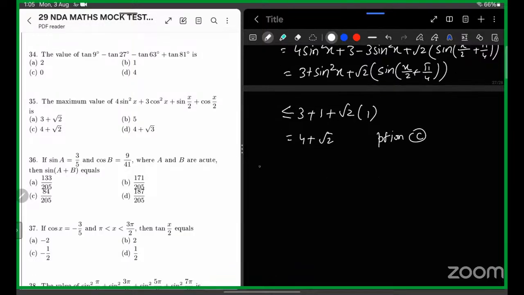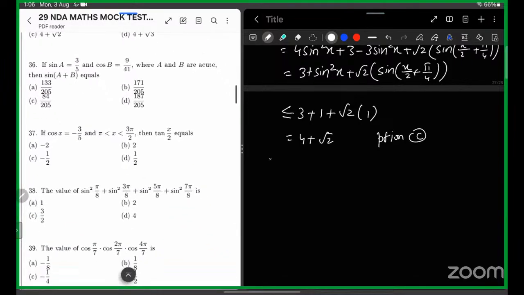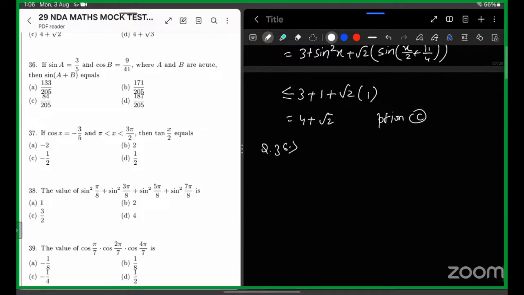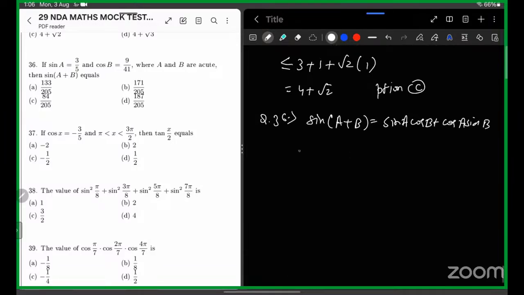Next, question number 36. Question number 36, what are they asking? Sin A is there, sin B is there. Now they are asking for sin of A plus B. What is the formula which we can apply here? Sin A cos B plus cos A sin B. This is the formula.